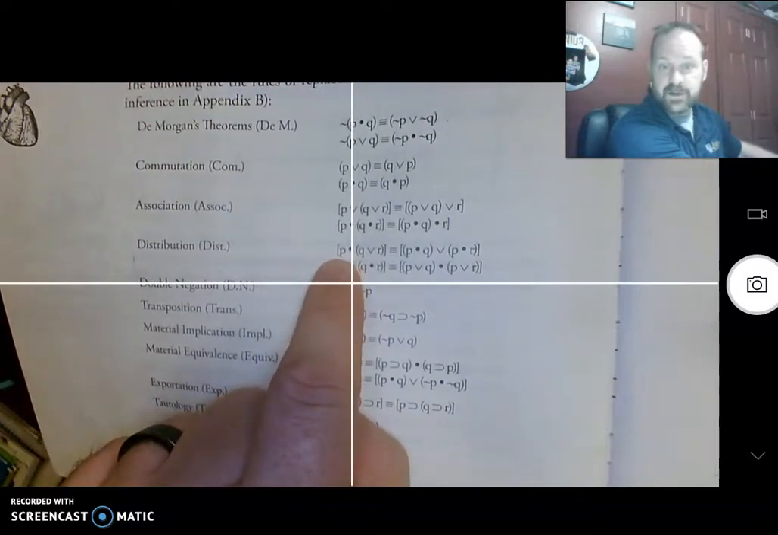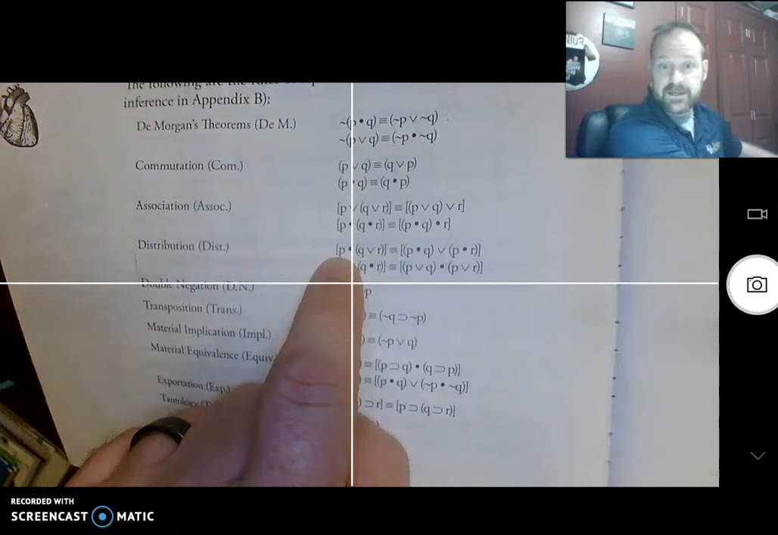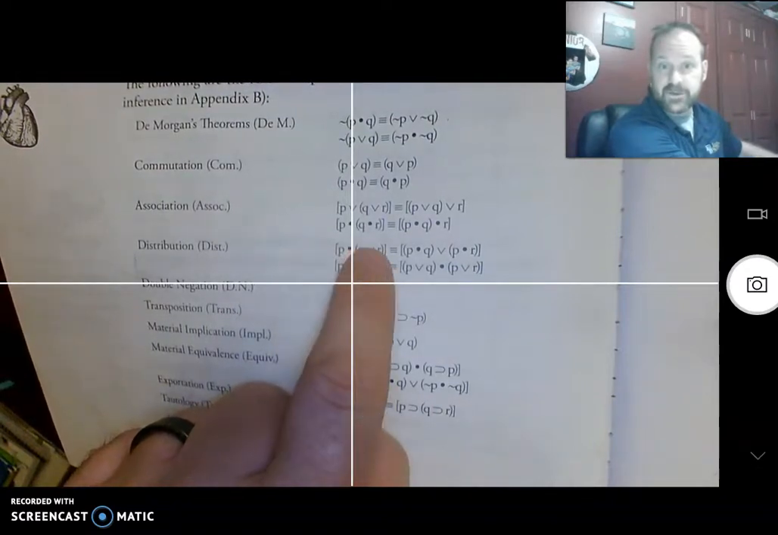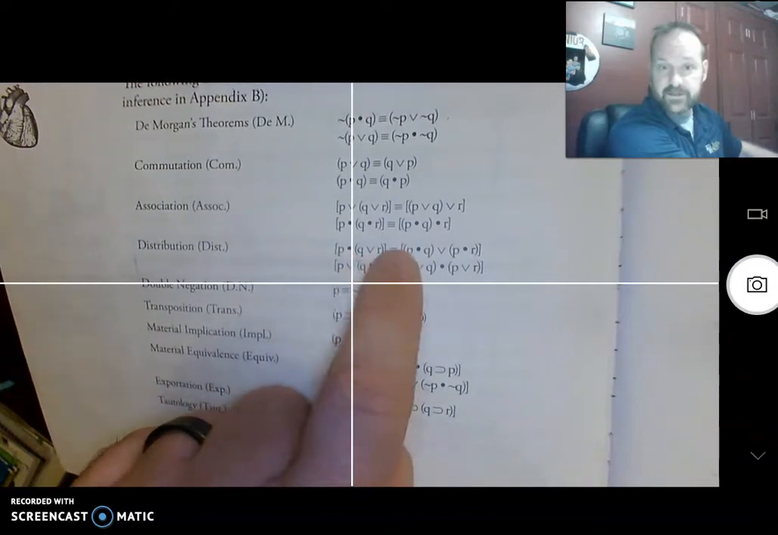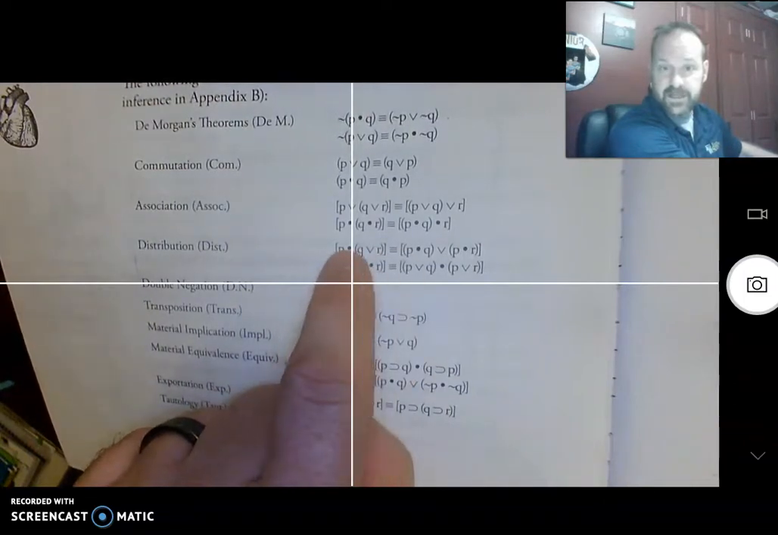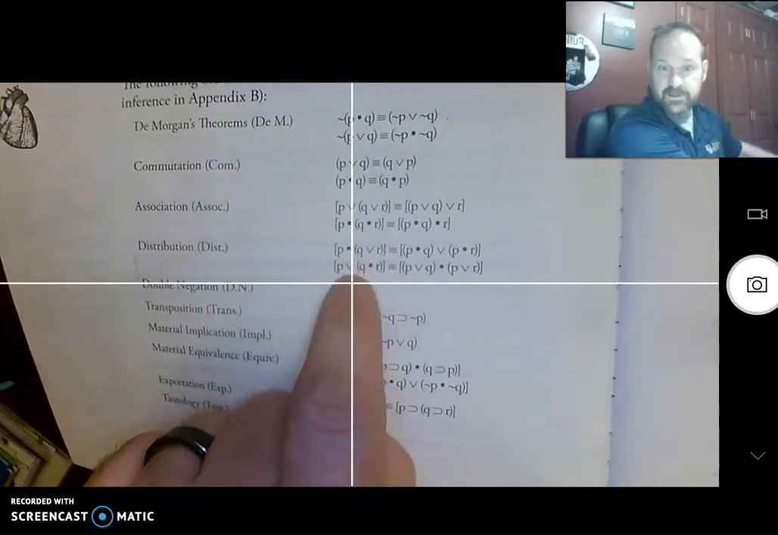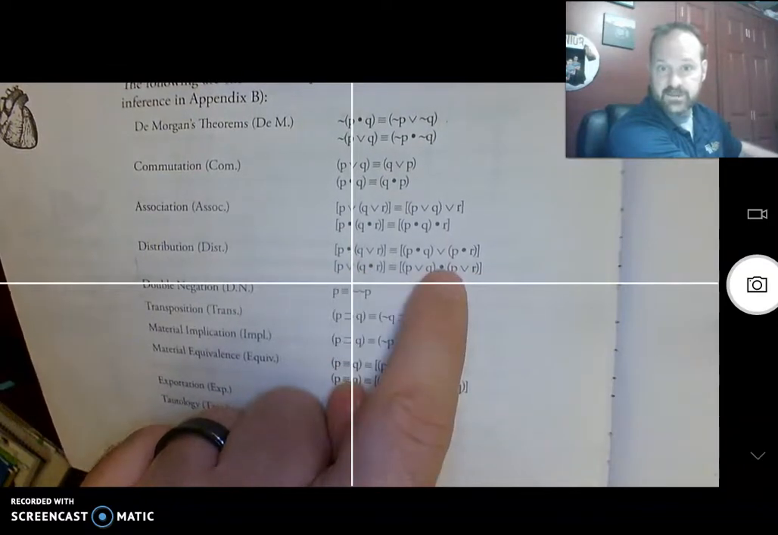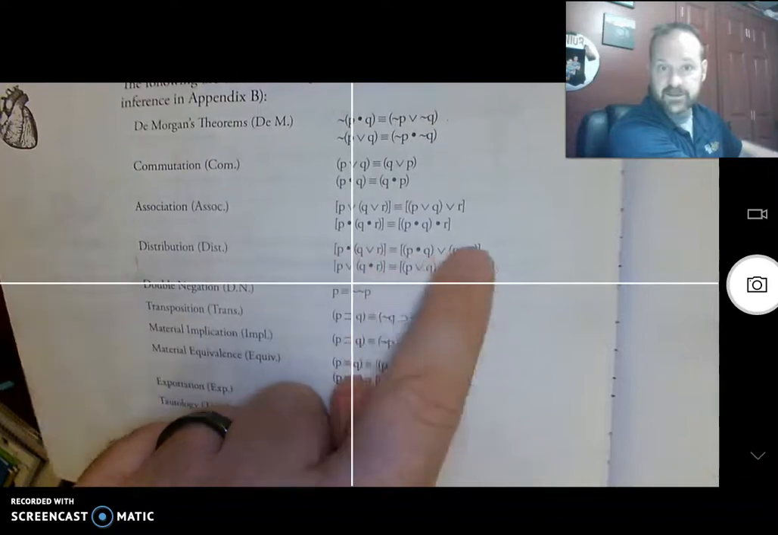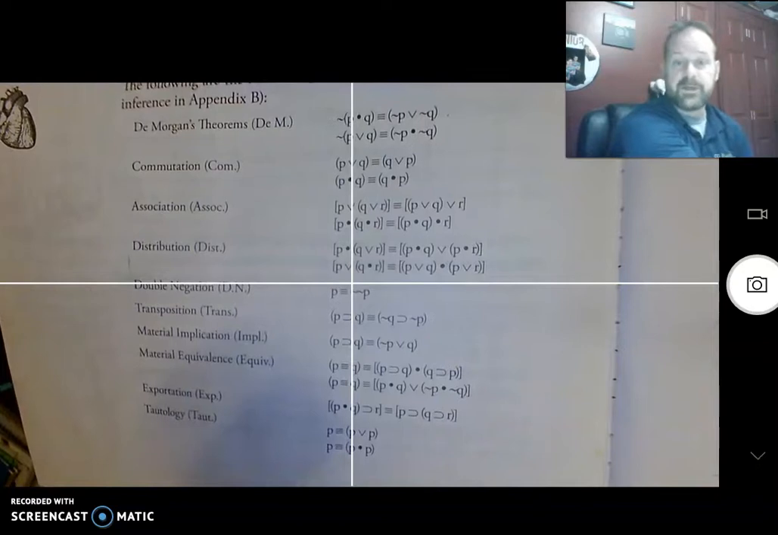Distribution's kind of cool. I like this one. It's so fundamental to mathematics. It distributes to both terms, but it preserves the and here in the middle. So it's the P and, with the or in between. Pay attention to the order. It's super important. If there was an or here, the or goes twice and the and is once. Here the and is twice and the or is once. Super, super important.